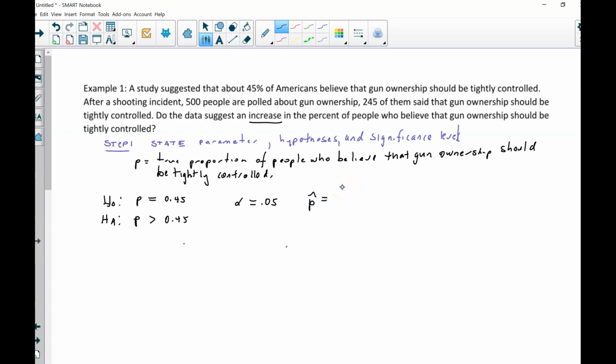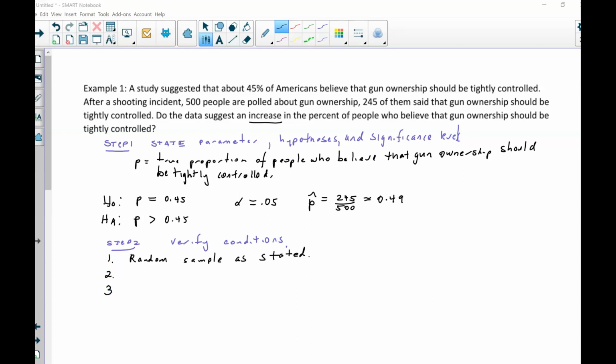In this section, I would also include the statistic. So we know that from the study, 245 out of 500 supported gun ownership controls, and that turns out to be 0.49. Okay, so we're now going on to step 2. And in this step, we verify the 3 conditions. And these conditions are similar to what we saw in the confidence interval procedure.